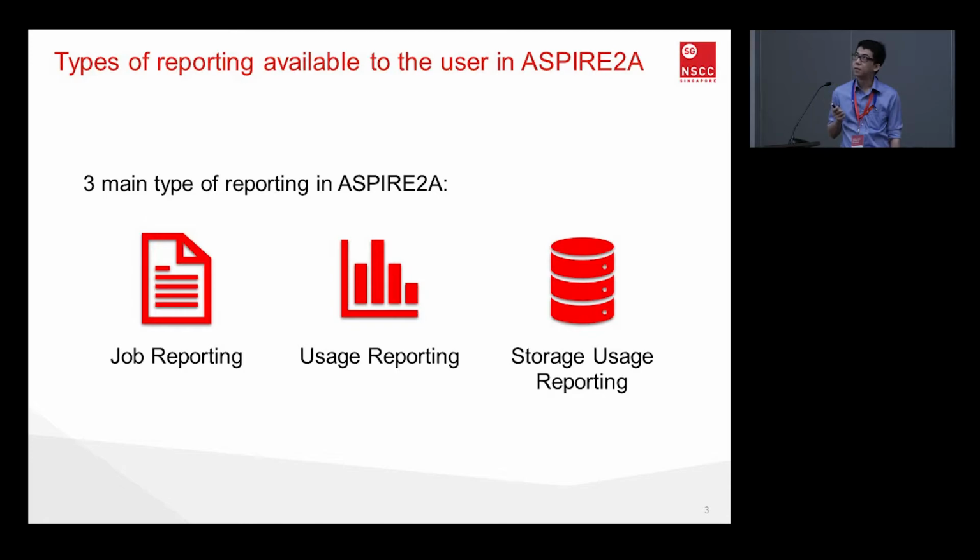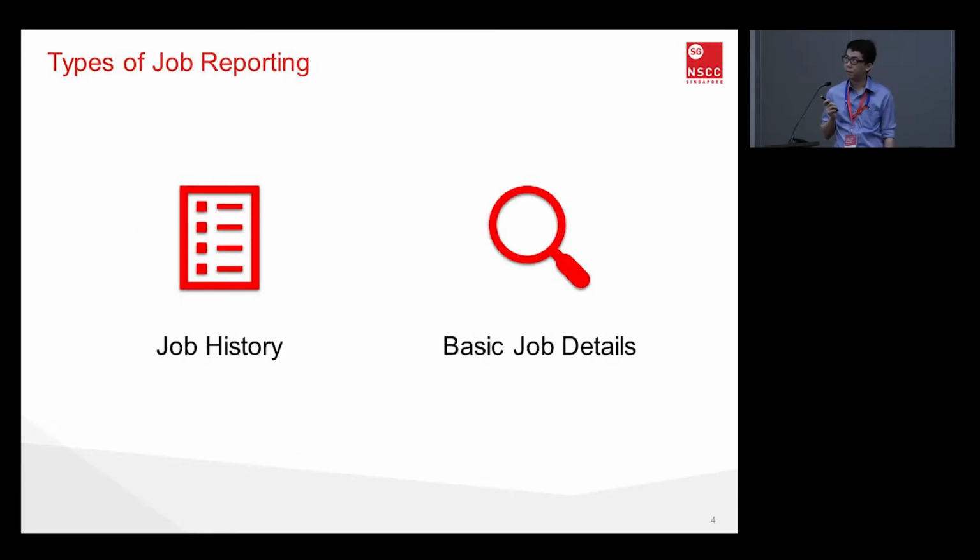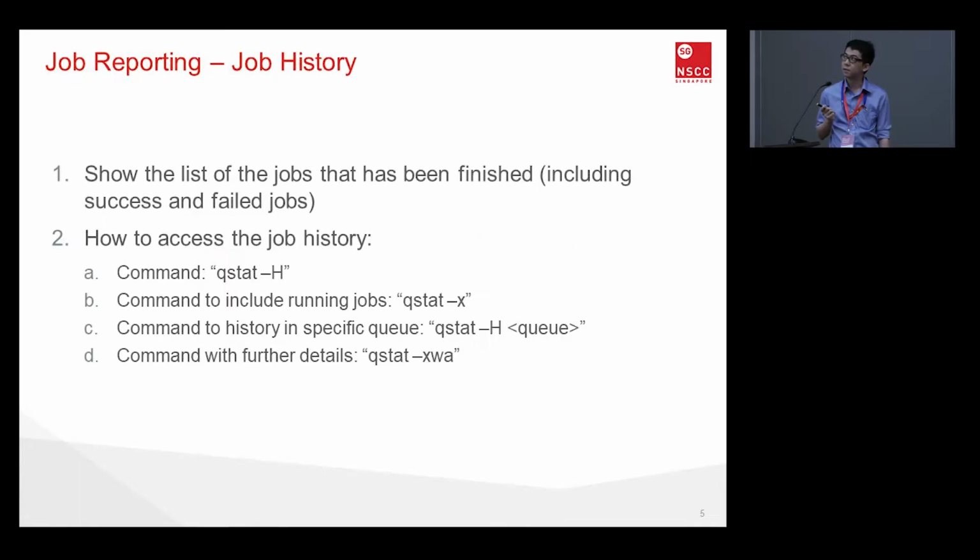In this job reporting, I split into 2 categories. First is the job history, and the second one is the basic job details. The job history mainly comes from the PBS Pro commands. Basically, it just shows the list of your jobs that have finished or are successfully running, or even the failed jobs. How to access this command? Basically, you can just use qstat. For users of Aspire 1, you'll be familiar with the qstat command, but with different parameters. Like -trace is mainly for the history, and -x is for all the jobs, including the running jobs.